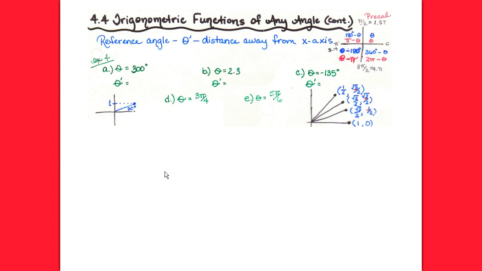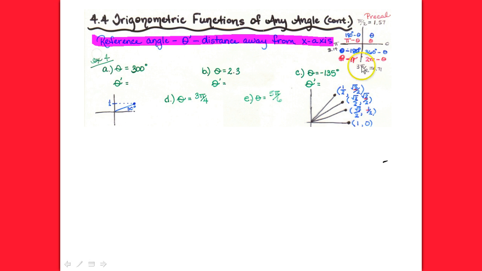Right, we start with the definition of a reference angle. The notation that we're going to use for a reference angle is this little guy right here. Kind of looks like a theta with a prime symbol after it. That will represent reference angle. And a reference angle is just our distance away from the x-axis. So how far your angle is away from the x-axis.